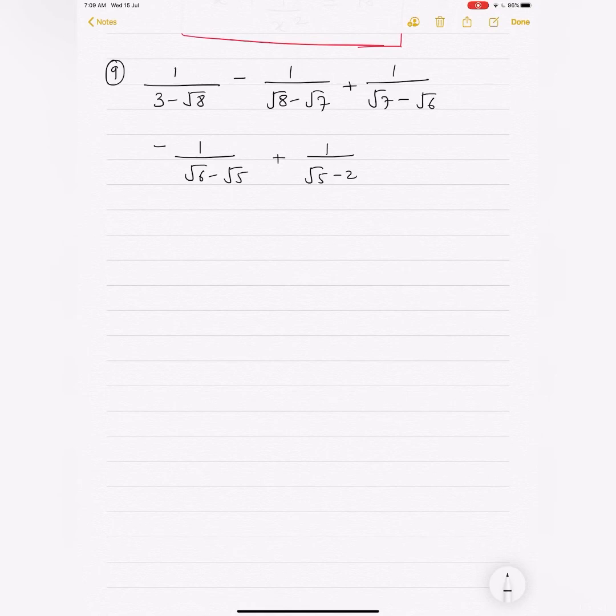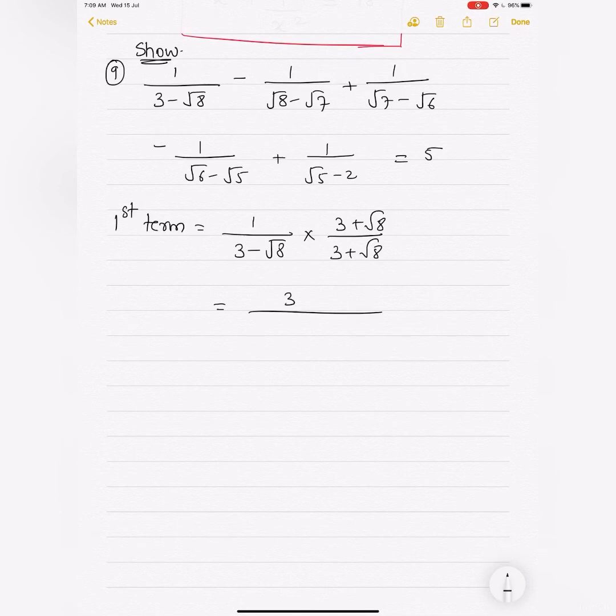They're saying show that. So you have to show that all of this is equal to basically 5. What we'll do is, you have to rationalize each term and then just add and subtract them. First I'll show rationalization of the first term. What will be the first term? 1 upon 3 minus root 8. How will you rationalize it? With 3 plus root 8 and 3 plus root 8. So what will that become? 3 plus root 8 divided by 9 minus 8. So your answer will be 3 plus root 8.